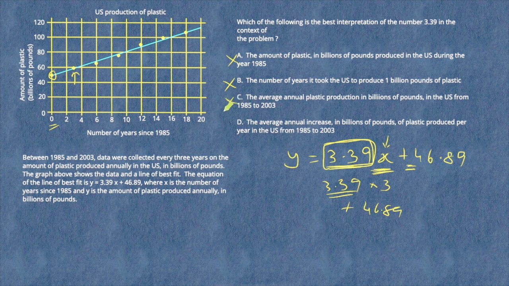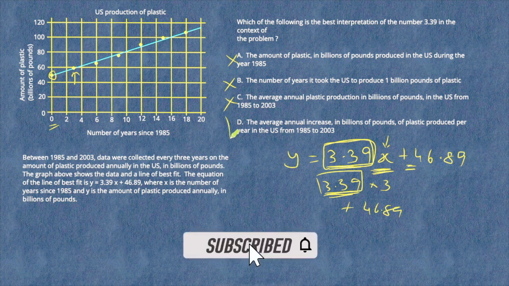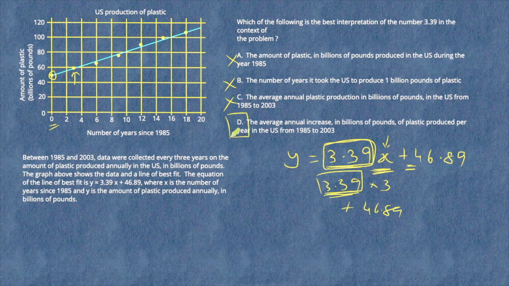So let's see what D is: the average annual increase. So that's what we said. On average, 3.39 is what they produce. So the average annual increase in billions of pounds of plastic produced per year in the US from 1985 to 2003. So D makes more sense, and that is what 3.39 represents. So D is the correct answer, and that's how we solve this problem.